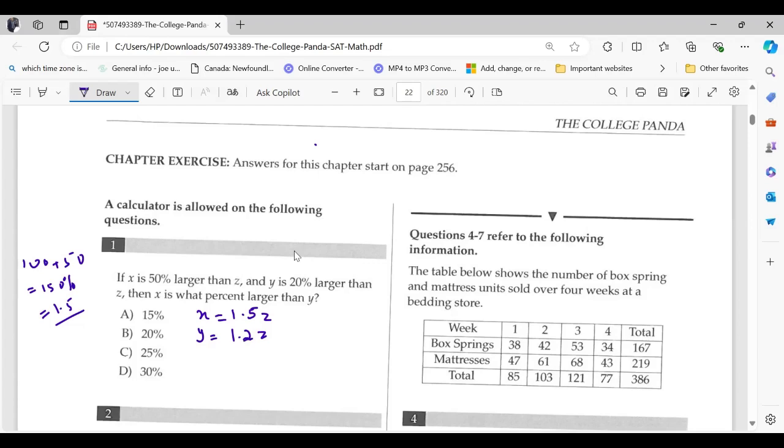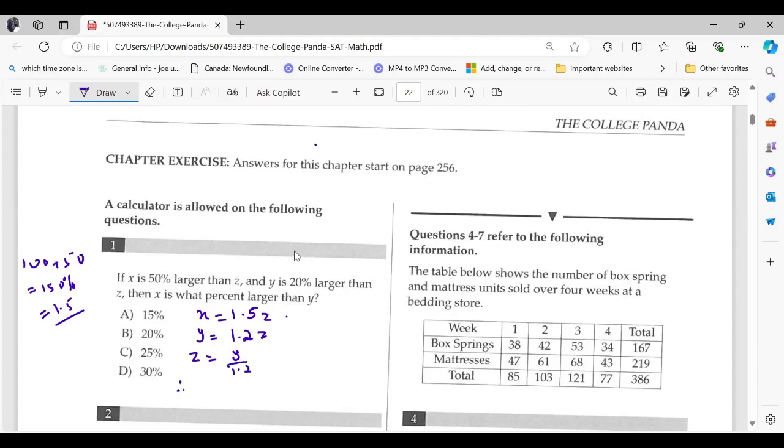So what we now need to do is to create a relationship between S and Y. Here, we need to create a relationship between S and Y. So what can we do now to clear this? Because here we have Z, here we have Z, so from this second equation, this is the first, we can say that this Z is Y over 1.2.